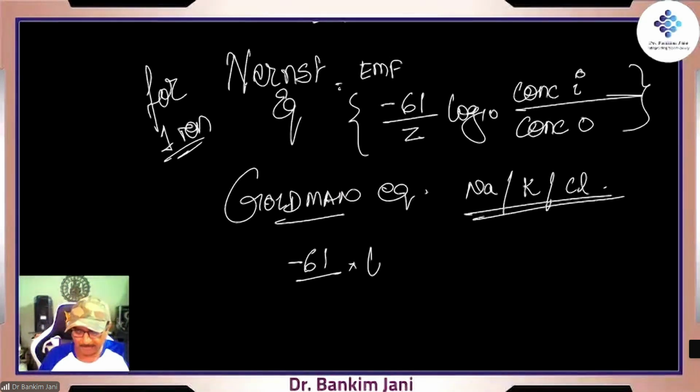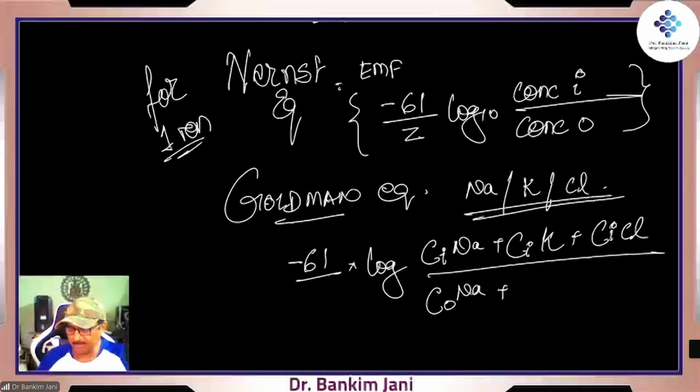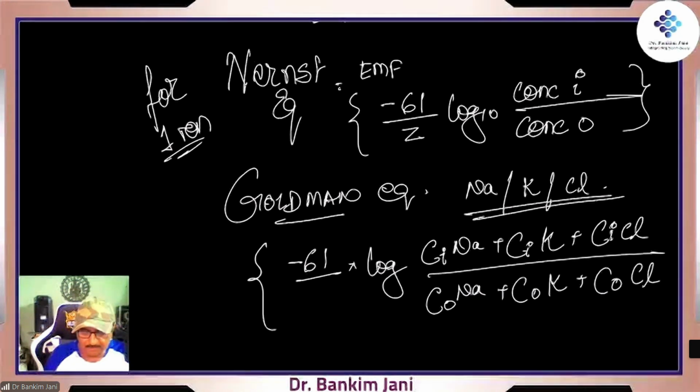Right? Multiplied by the same style, log, but then the total, that is the inside concentration of sodium plus inside concentration of potassium plus inside concentration of chloride upon, you must have guessed, the outside concentration of sodium plus outside concentration of potassium plus outside concentration of chloride. That was the whole thing. This is what is called Goldman's equation. Goldman's equation is like it's integrated.